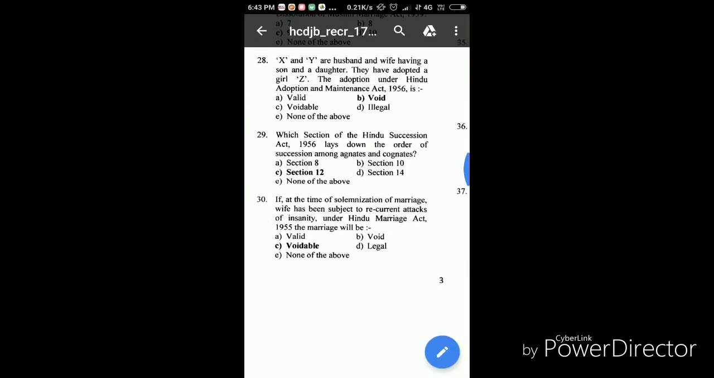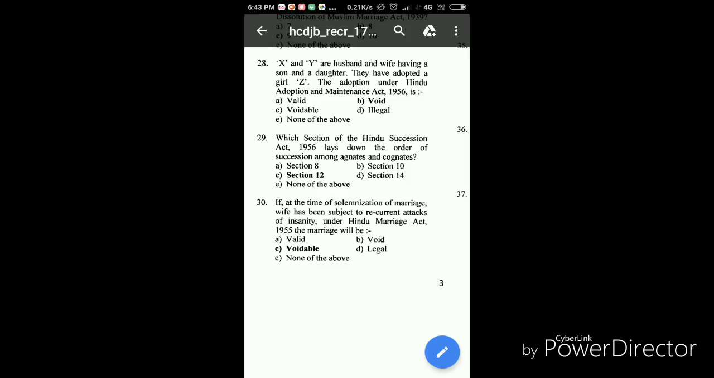Now the question number 28. X and Y are a husband and wife having a son and a daughter. They have adopted a girl child. Whenever any husband and wife or any couple already have a son and daughter, then according to Section 11 of the Hindu Adoption and Maintenance Act, if they adopt a girl and they already have a girl, or if they adopt a son and already have a son, then this adoption is void.